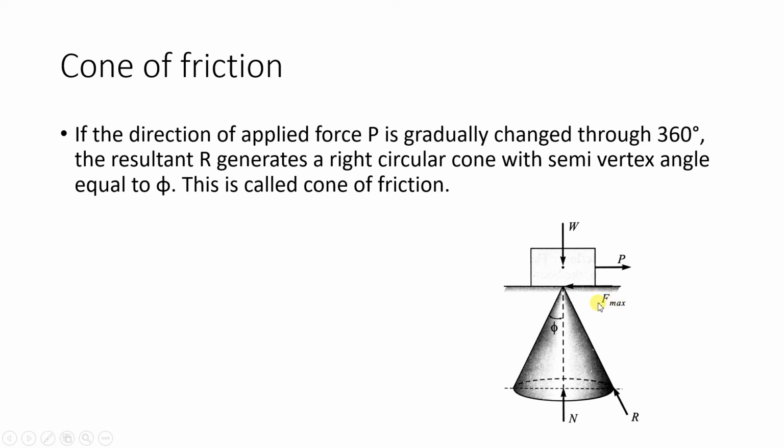So if that friction force is small, the resultant will be inside the cone. But if the limiting condition is reached, meaning the friction force F is equal to F max, then the resultant of F max and N will be on the surface of the cone. So if the resultant is inside the cone, it means the friction force has not reached its F max value. But if the friction force is equal to F max, it means the resultant of F max and N has reached the surface of the cone.